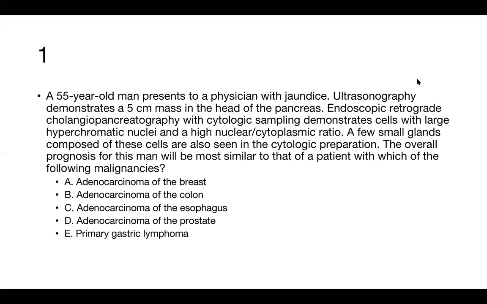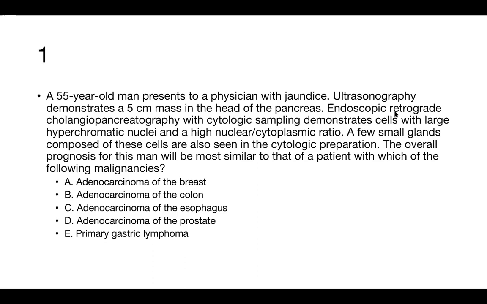Now, let me utilize this chance to explain. Okay, please listen carefully. This type of question is also commonly asked these days. This patient, a 55-year-old male, presents to the hospital with jaundice, and ultrasonography demonstrates a 5 cm mass in the head of the pancreas. So, without any doubt, this is a tumor in the head of the pancreas, most probably carcinoma of the head of the pancreas, and it has given pressure to the common bile duct. That's why it has got jaundice.